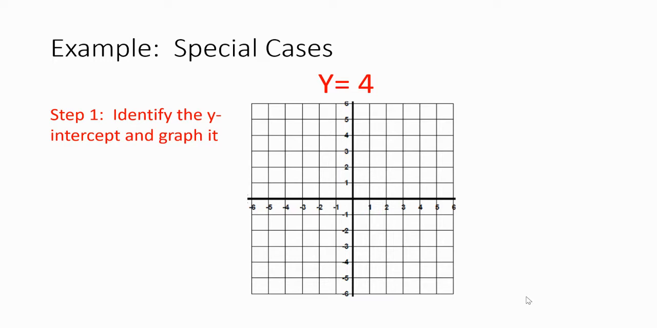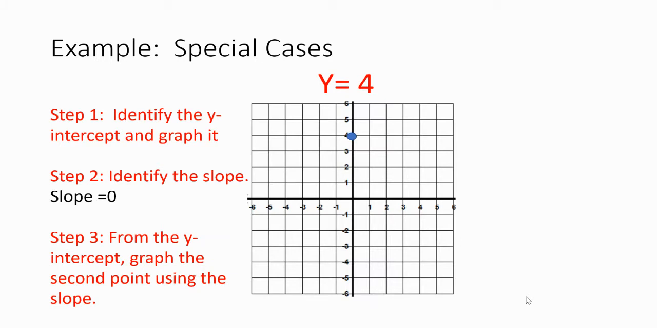If we look at a special case, such as y equals 4, we can go through the same steps. So the y-intercept in this problem is 4. The slope in this problem is actually 0. So what that means is we go 0 up in any number to the right. So in this case, we're going to use the slope of 0 and plot our second point. And so when we have a 0 slope, we have a horizontal line through the y-intercept.